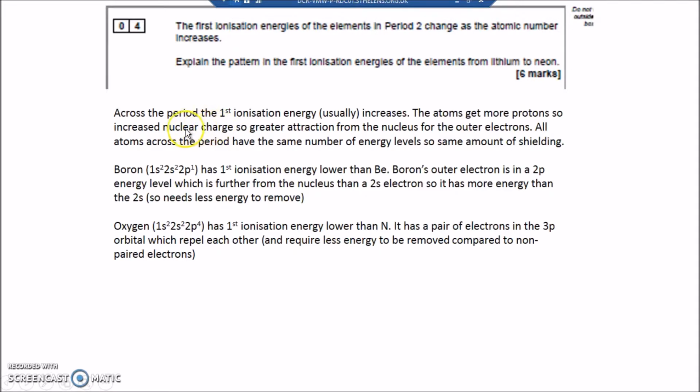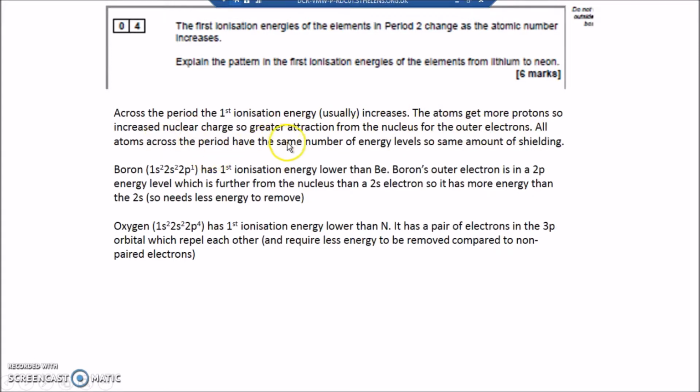It's important to put the words nuclear charge. If you don't put the words nuclear charge, you lose marks. Nuclear charge. So therefore there's a greater attraction from the nucleus for the outer electrons. Again, outer electrons is an important thing to put, because it's the outer electrons that are being removed when you have a first ionization energy. So really important to put nuclear charge and outer electrons.